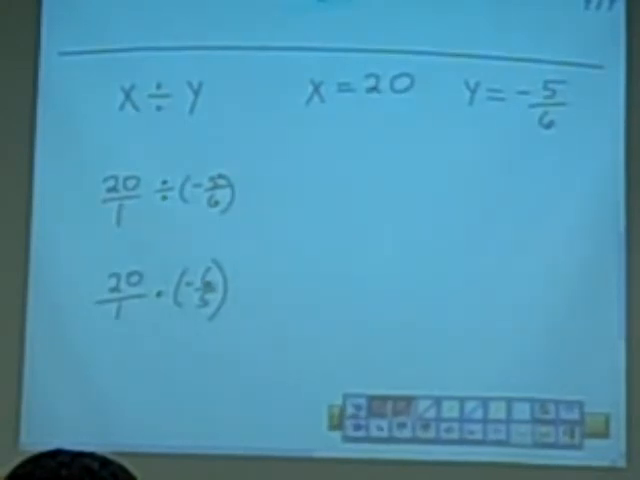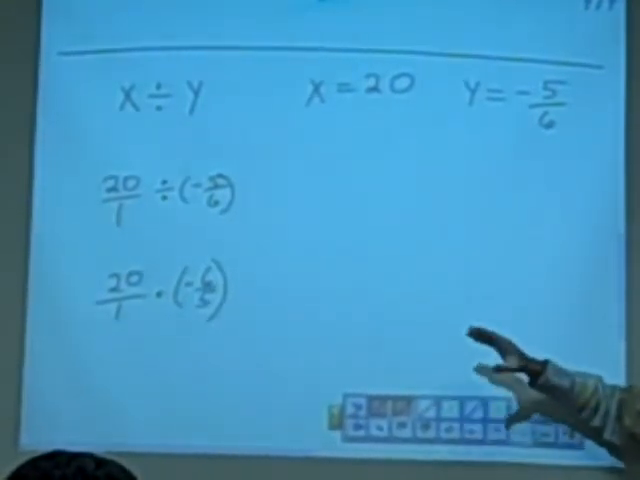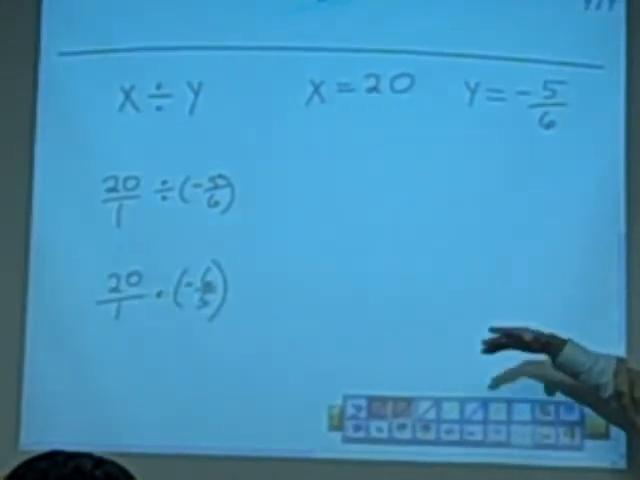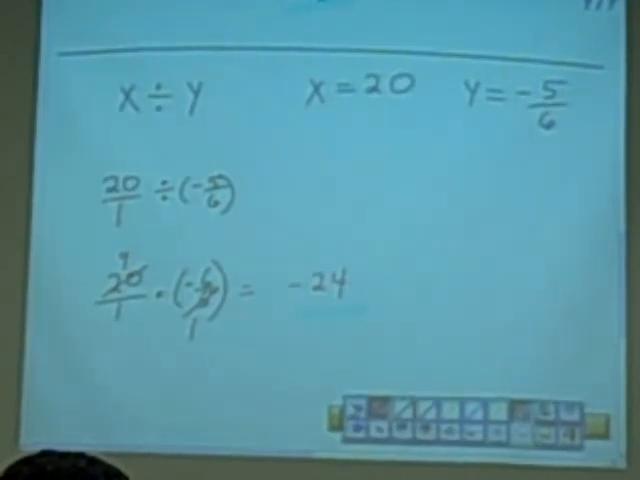Now notice, the negative is now with the 6 versus the 5. The negative is not going to stay attached to one or the other. Just keep it in the numerator. Okay? And we should get negative 24. All right, any questions with that?